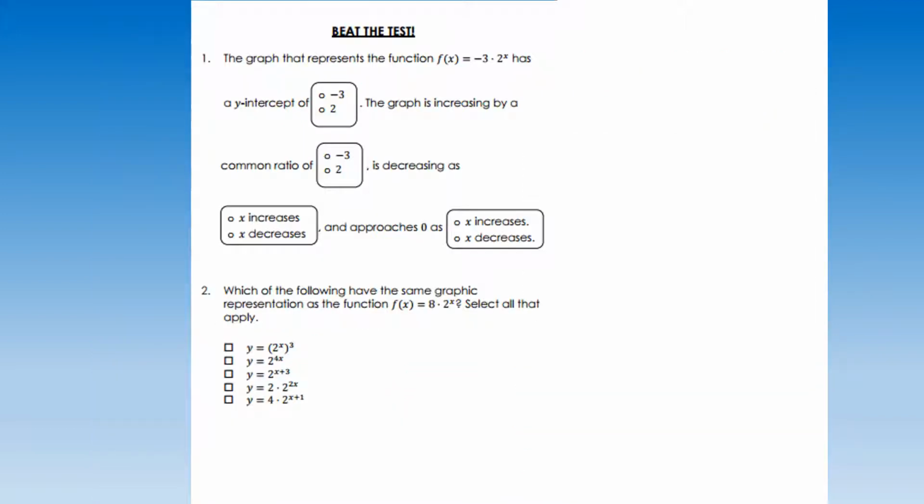All right, so go ahead and pause the video and try number 1 here on this section. So you're going to fill in the multiple choice as you go through this statement here. So take the graph that represents the function f of x equals -3 times 2 to the x, and then choose the correct choices here, and then come back and we'll check.